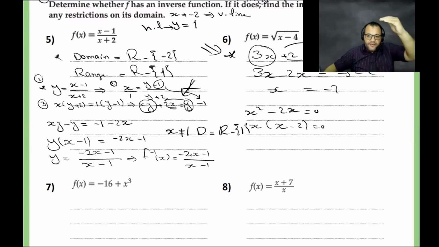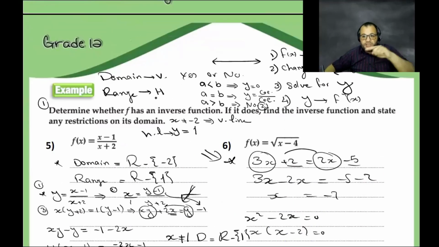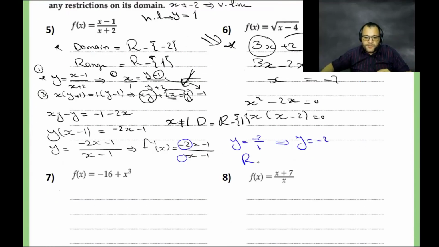Because we have a fraction, we have a horizontal asymptote. The degree of the numerator is equal to the degree of the denominator, so the horizontal asymptote is the leading coefficient over the leading coefficient. So y equals negative 2 over 1, then y equals negative 2. We said there is a relation between the domain and the vertical line, and the range and the horizontal line. So now the range will be all numbers except negative 2.